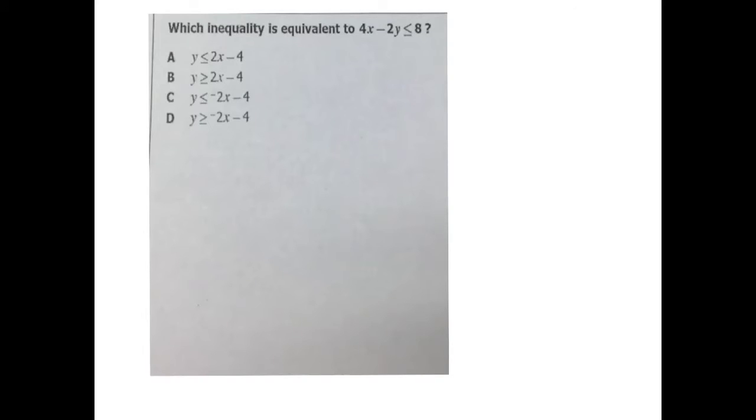Alright, this first problem says, which inequality is equivalent to 4x minus 2y is less than or equal to 8? What I notice is that all of these are solved for y, so I need to solve this one for y. The steps are just like solving for y every day. We draw our box, we draw our line down. We don't mess with the box, so we do minus 4x to both sides. That cancels out. We bring down our negative 2y, we bring down our symbol.